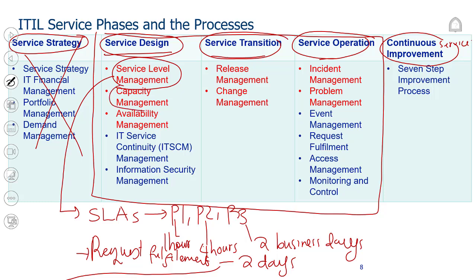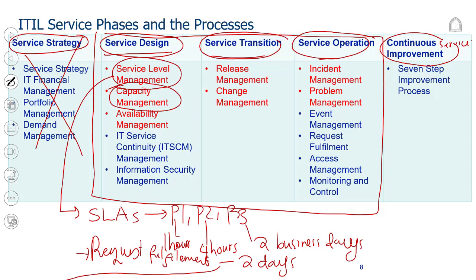Capacity management. This is to make sure that whatever IT assets we are having, we don't have so much of it that we are wasting them, but we also don't have too little. A good example is my storage. I don't want to run out of storage, but I also don't want to have too much storage that I'm actually wasting. So capacity management is proactively looking at what I'm using in terms of that particular IT asset now, and being able to predict what I would need in the future.